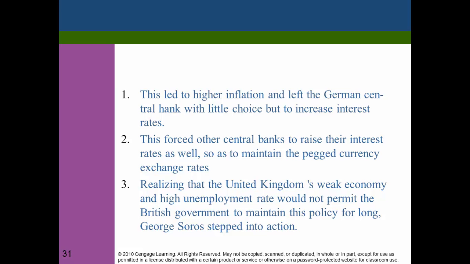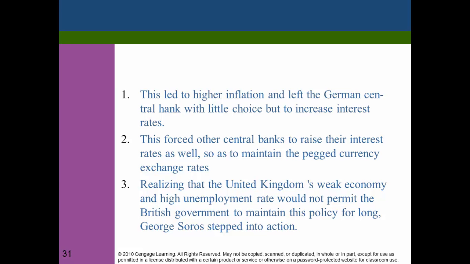Now, when you increase the interest rates, the value of your currency will go up. So the German mark would be appreciating against the other currencies, and because of this, it forced other central banks to raise their interest rates as well, so as to maintain the peg currency exchange rates. So realizing that the UK's weak economy and high unemployment rate would not permit the British government to maintain this policy for long, George Soros stepped into action.